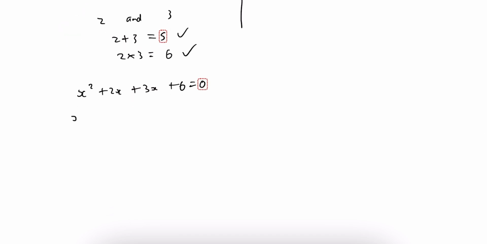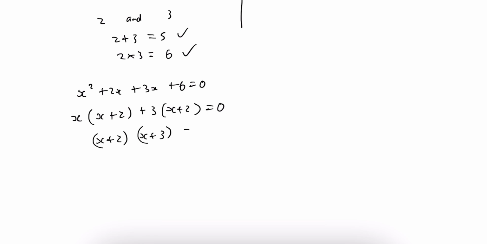Now we can factor out an x. We factorize in pairs. We get x outside of x plus 2 plus 3 outside of x plus 2 is equal to 0. We take what's common in both, which is an x plus 2, and then what we're left with is x plus 3. So that is fully factorized, and therefore our solutions are x equals -2, x equals -3.